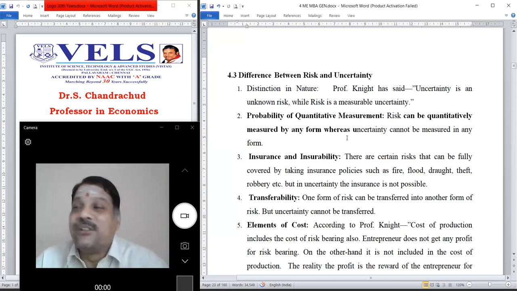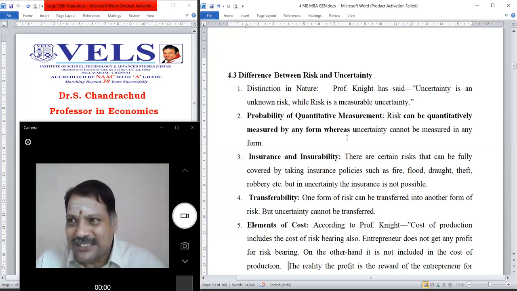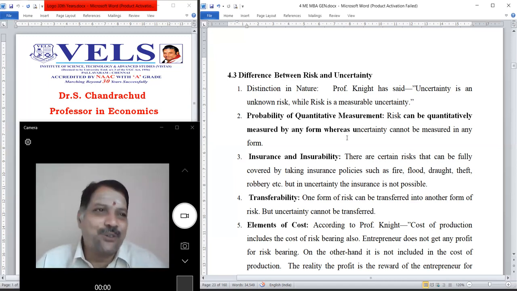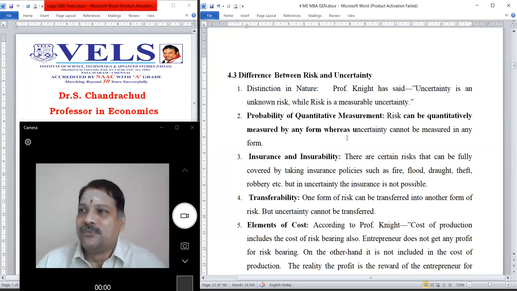The third difference is about insurability. Certain risks can be fully covered by taking insurance policies, such as fire insurance, flood insurance, theft, drought, robbery. All these things we can insure, because we can say this much risk is there, the value of the asset is this much, and I want to insure this. But in the case of uncertainty, it's not possible, because we don't know what is going to happen. So risk is insurable, but an uncertain situation is not insurable, because we cannot define what the actual situation is.